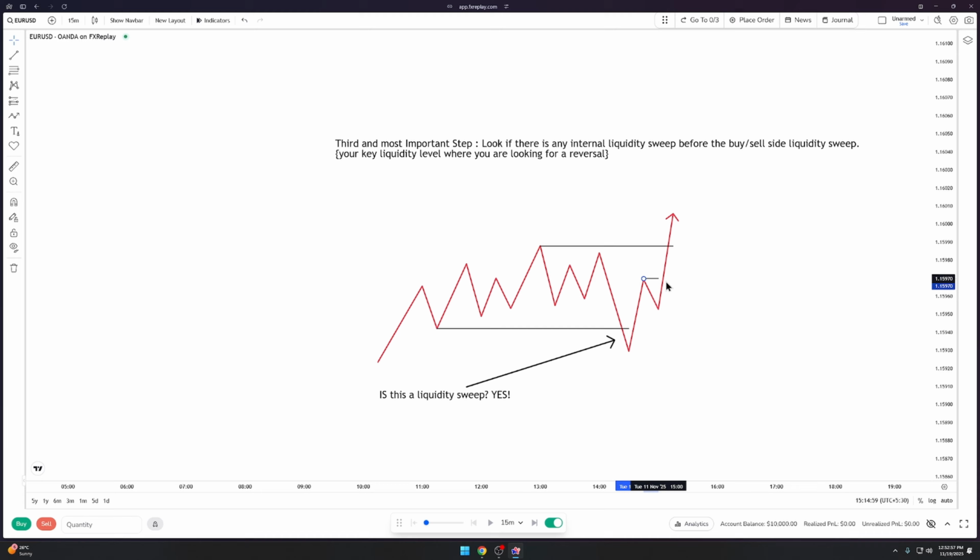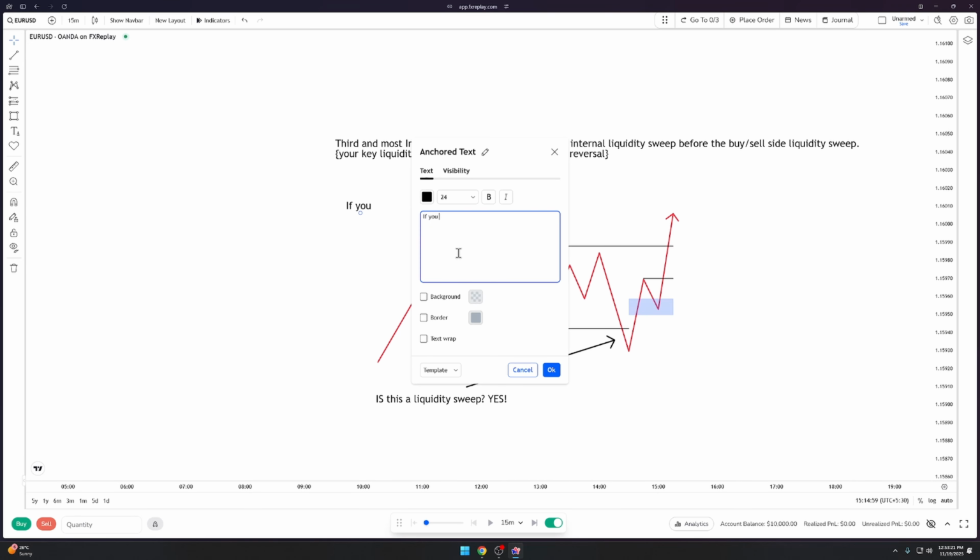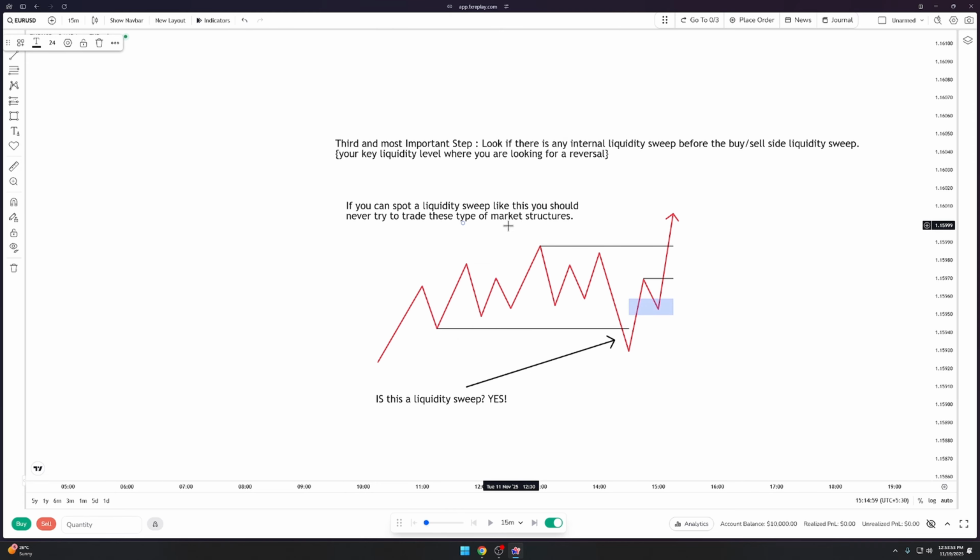Is this a market structure shift? Yes. Is this a fair value gap? Yes. If you spot any market structure like this, then you should never try to trade these types of setups. But why?